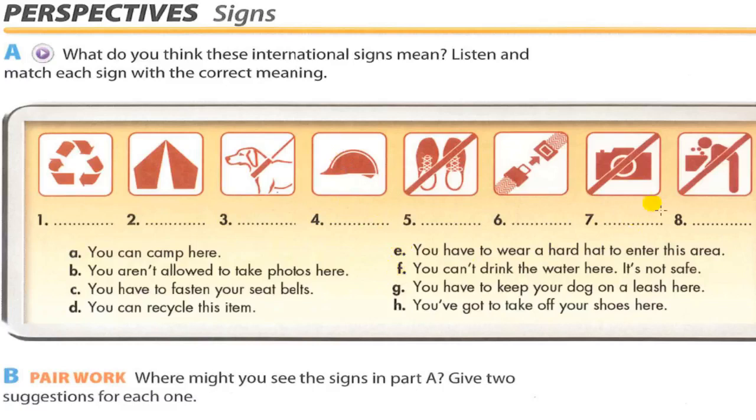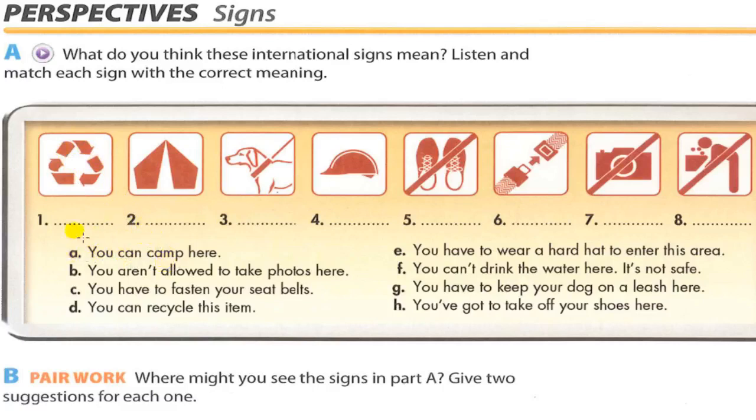It's not safe. G. You have to keep your dog on a leash here. H. You've got to take off your shoes here. A. What do you think these international signs mean? These are some signs. What do they mean? Listen and match each sign with the correct meaning. Here in this exercise, you match the sign with the meaning, the picture with the meaning.